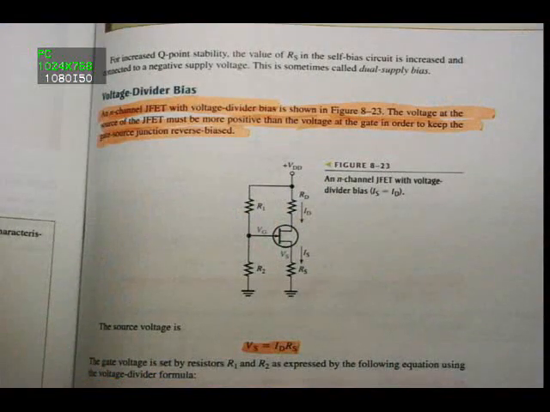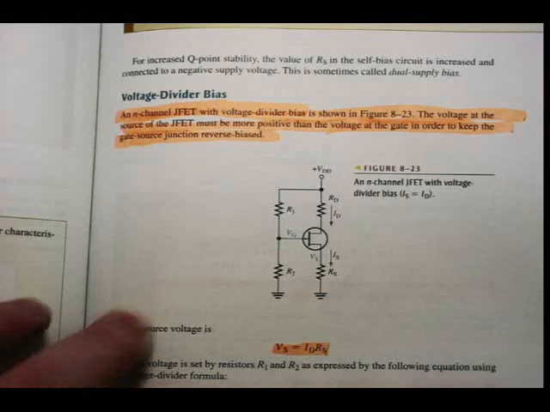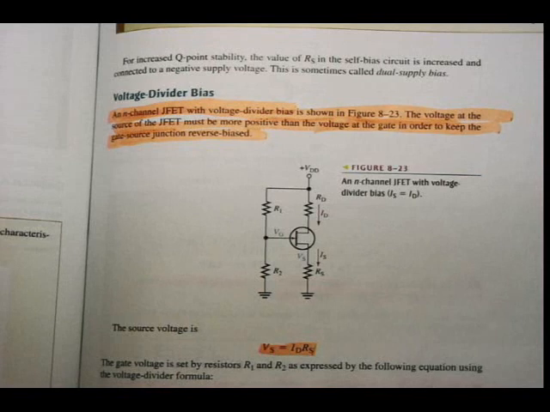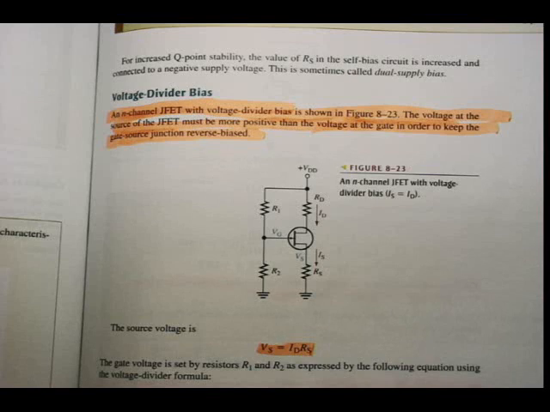Alright, if we refer to our textbooks, voltage divider bias on page 387. An N-channel JFET with voltage divider bias is shown in figure 8.23. The voltage at the source of the JFET must be more positive than the voltage at the gate in order to keep the gate-source junction reverse biased. Remember, we had the same with the self biasing. That is, of course, the rule using a JFET: the gate-source junction should be reverse biased.